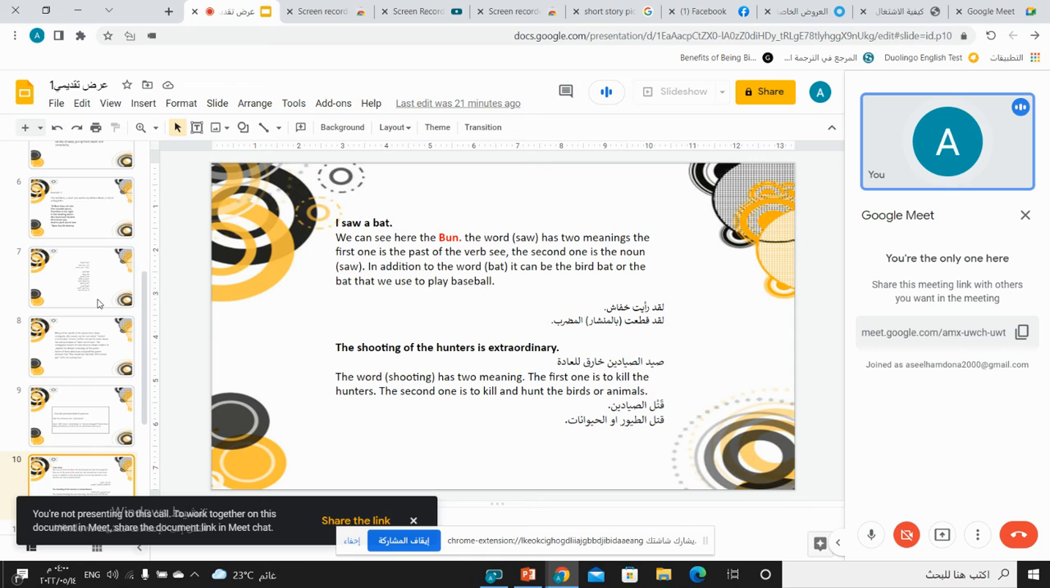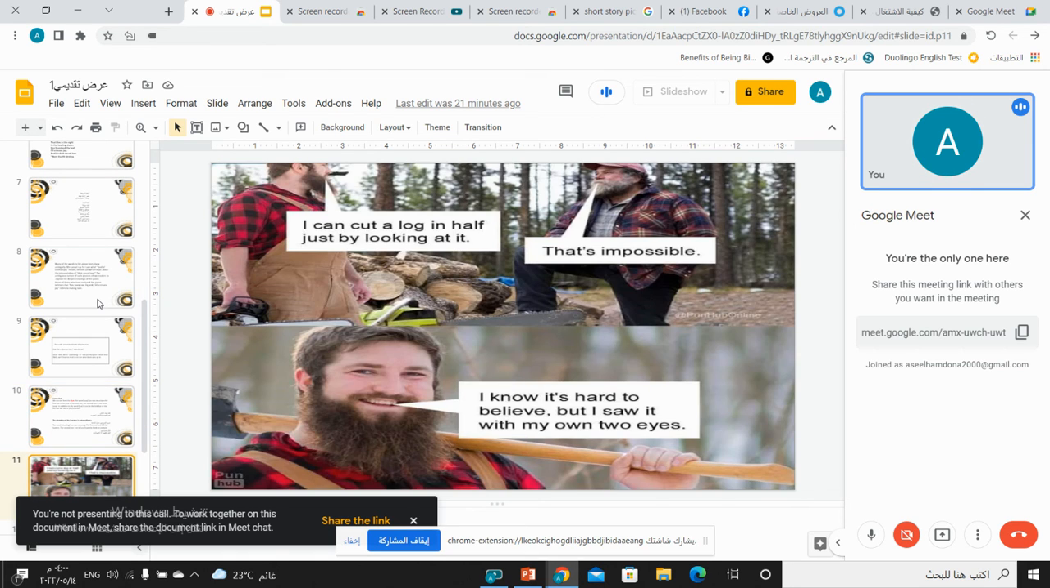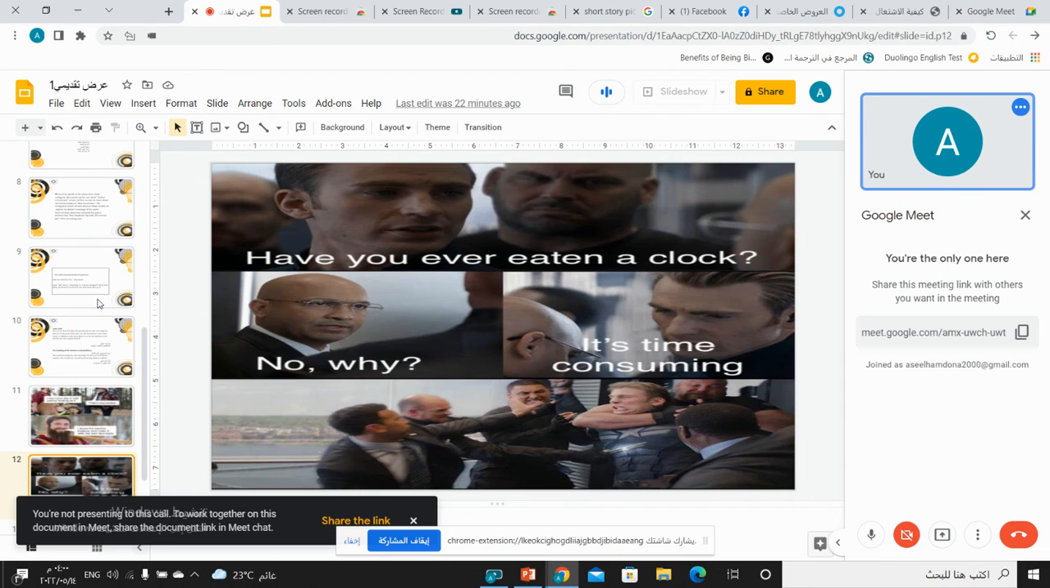And here we can stop and see some memes about puns and how we use puns in films or movies. The first one is an interesting one, also about the word saw here. I know it's hard to believe, but I saw it with my own two eyes. Like he saw it, like the verb saw, or cut it. We didn't know. Have you ever eaten a clock? Know why? It is time consuming.